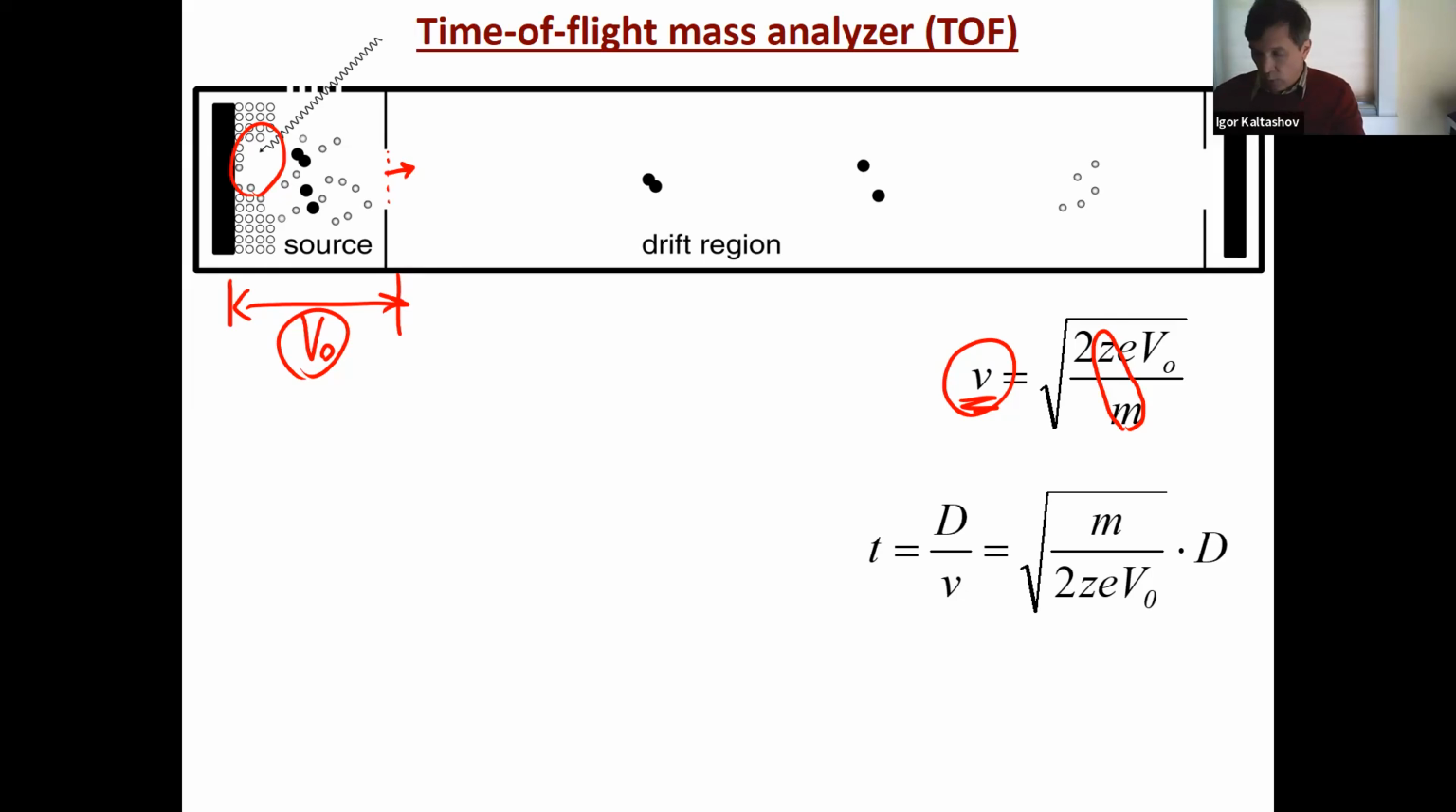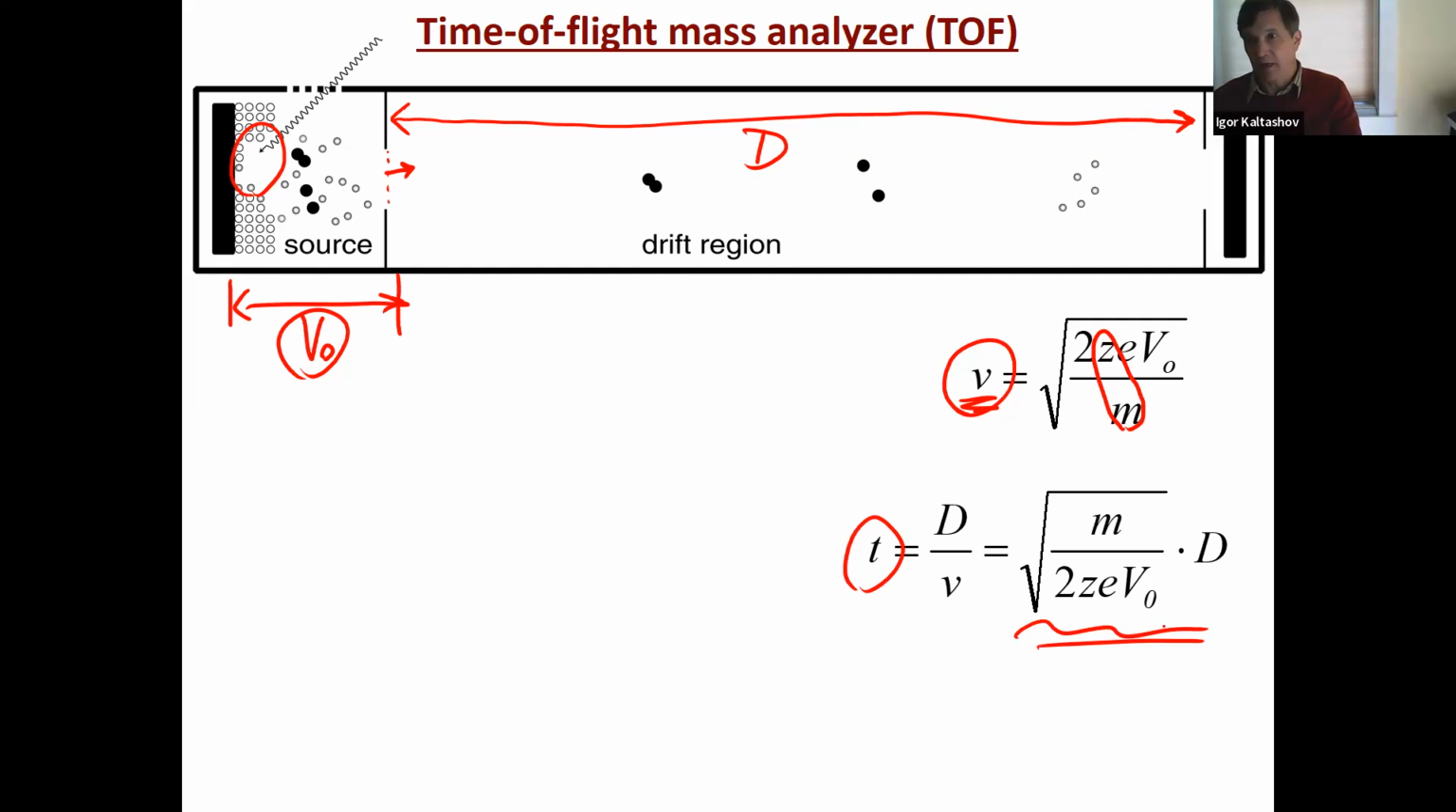So if we know the distance between the entrance to the field-free region and the detector, and this is D, capital D, the distance between these two points, then for each group of ions I can calculate the time of arrival by simply dividing D by the velocity of this ionic group. And so that would be the formula. Again, very, very simple.